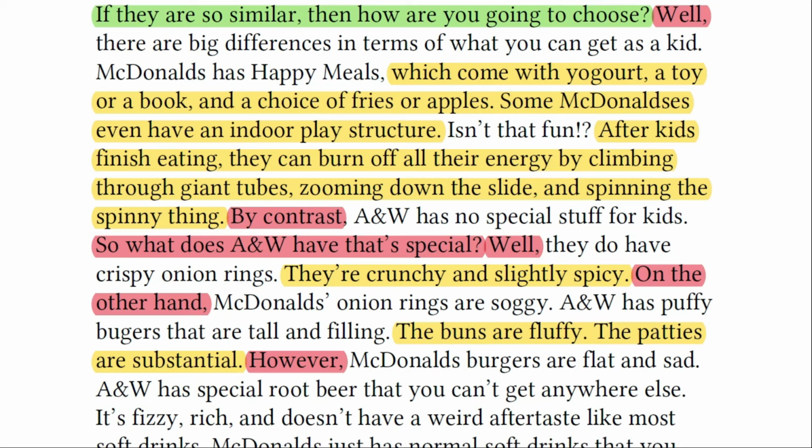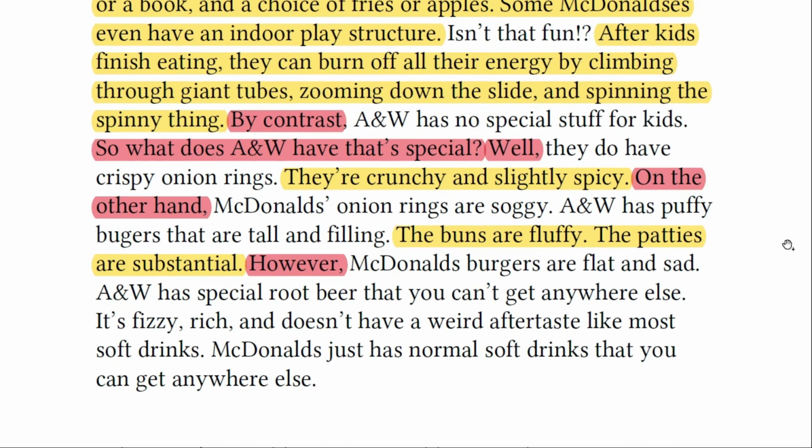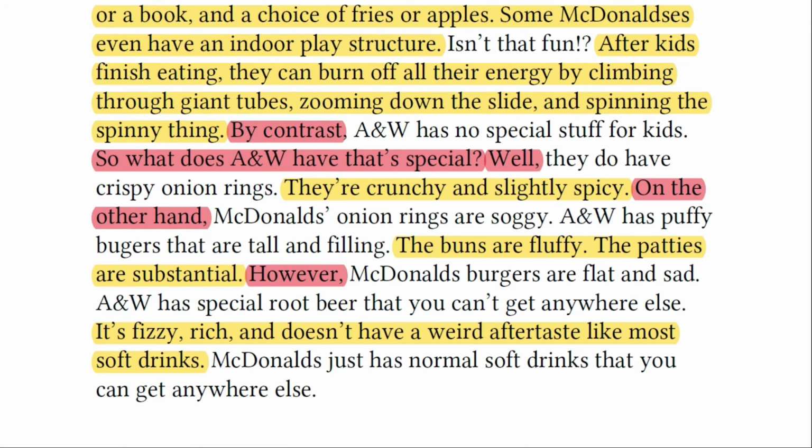A&W has special root beer that you can't get anywhere else. It's fizzy, rich, and doesn't have a weird aftertaste like most soft drinks. So that's extra detail about the soft drinks, so I'm going to highlight that in yellow for extra detail. McDonald's just has normal soft drinks that you can get anywhere else. That's our contrast or differences paragraph.